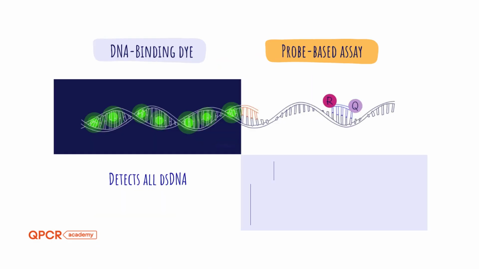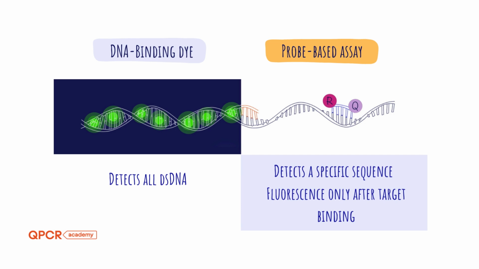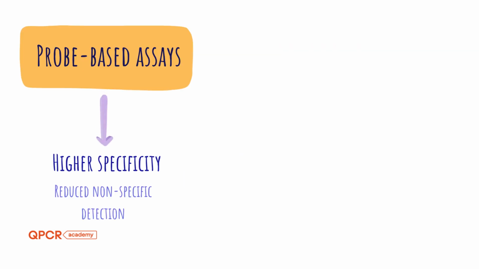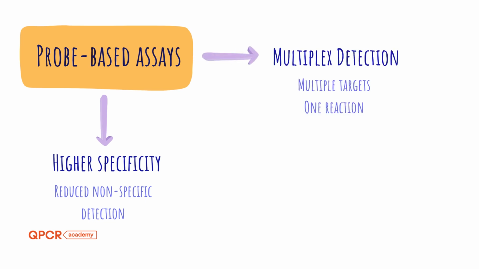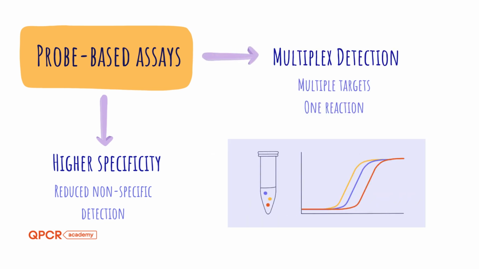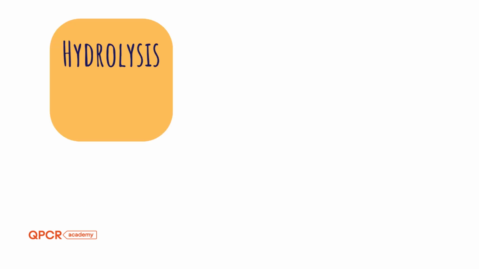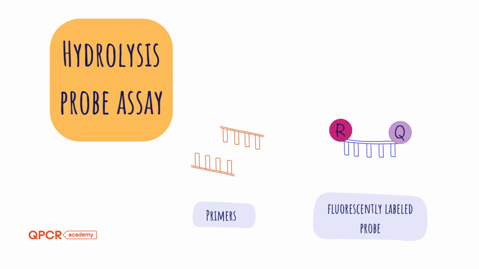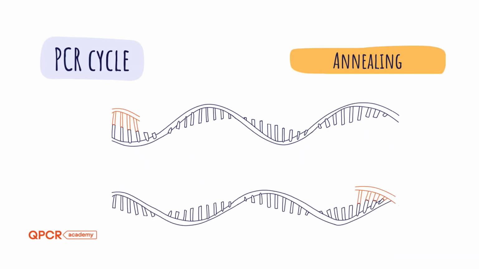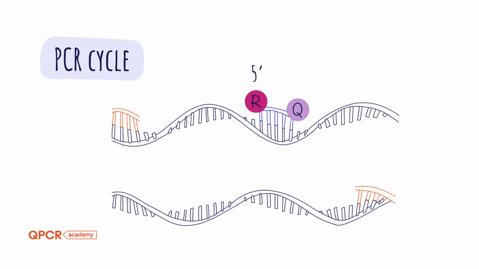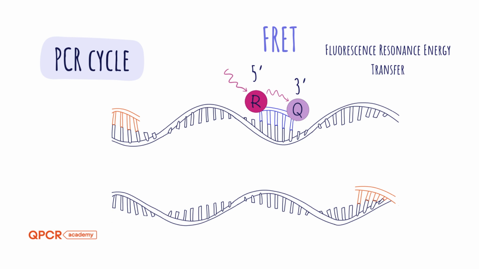Unlike DNA-binding dyes, probe-based assays detect a specific target sequence. This provides much higher specificity and also allows multiplex detection, meaning several targets can be analyzed in the same reaction. Let's begin with hydrolysis probe assays, commonly known as TaqMan assays. A hydrolysis probe assay uses two primers and a fluorescently labeled probe. The probe binds specifically to the target sequence between the primers. It contains a fluorescent reporter dye at the 5' end and a quencher at the 3' end. When the reporter and quencher are close together, fluorescence is suppressed through a process called FRET, fluorescence resonance energy transfer.